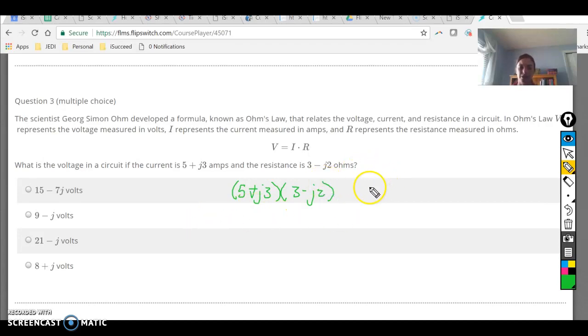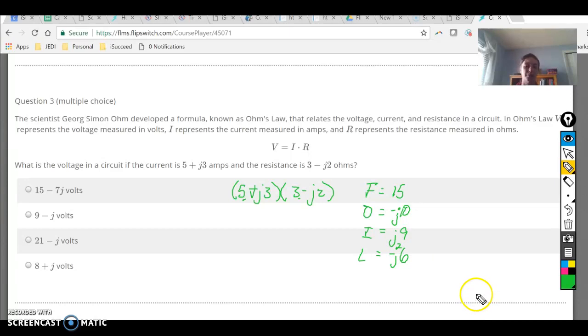And I'm going to do first, outer, inner, last. Okay, so first terms give me 5 times 3 is 15. Outer terms give me 5 times a negative J2, which gives me a negative J10. Inner gives me a positive J9. And then my last terms give me positive 3 times negative 2 is a negative 6, and so this is negative 6 J squared.